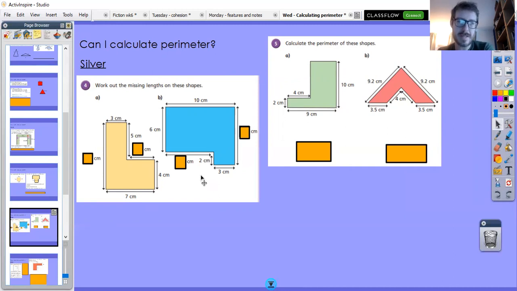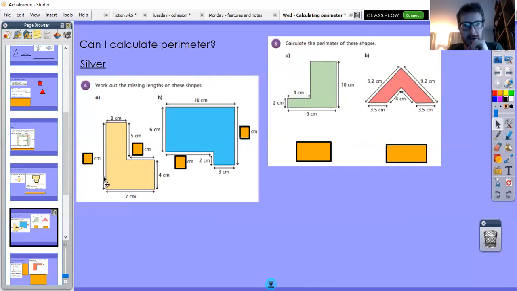Okay, so finding the missing lengths. So it's kind of using a lot of what we were using yesterday to calculate the perimeter of rectilinear shapes. This is just building on it a little bit more with some different types of shapes. So with these two, you needed to find the missing lengths.